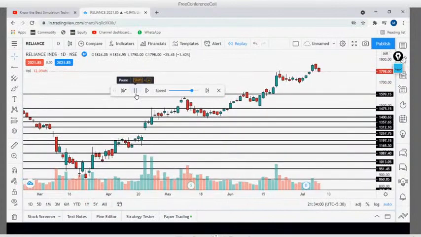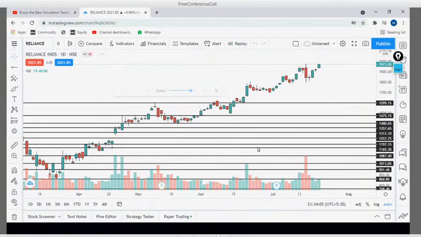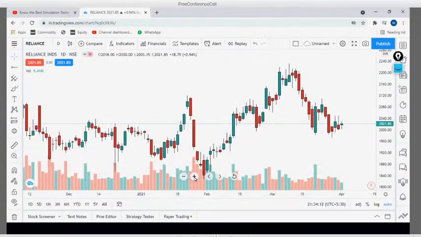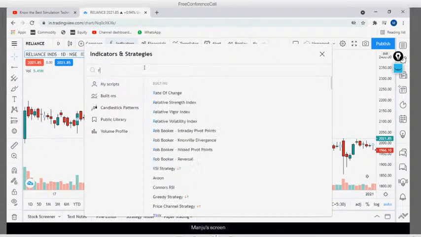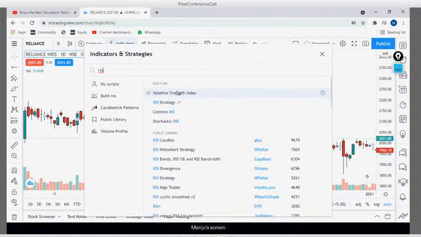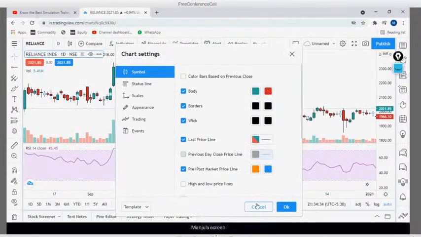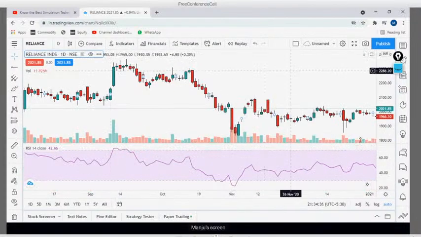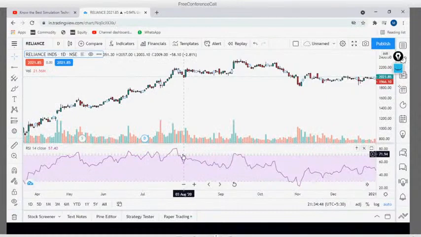Now what I'll do is, you can add any indicators. Let me suppose you want to try with some indicators, maybe MACD or RSI. Let me put RSI. As a price action trader, we should not use any indicators, but for understanding purposes, I'm just showing how you can use this also for your backtesting.